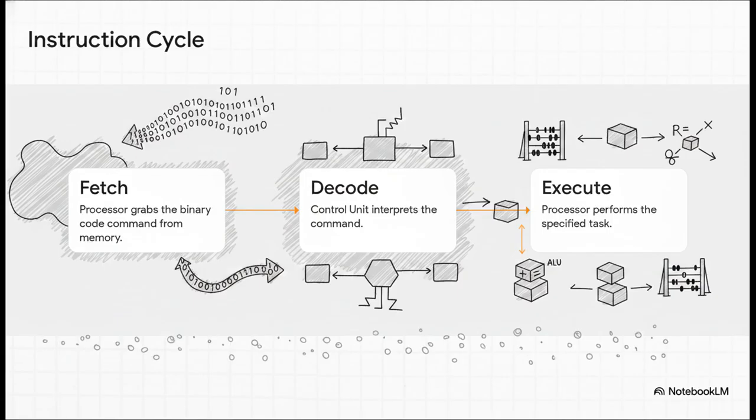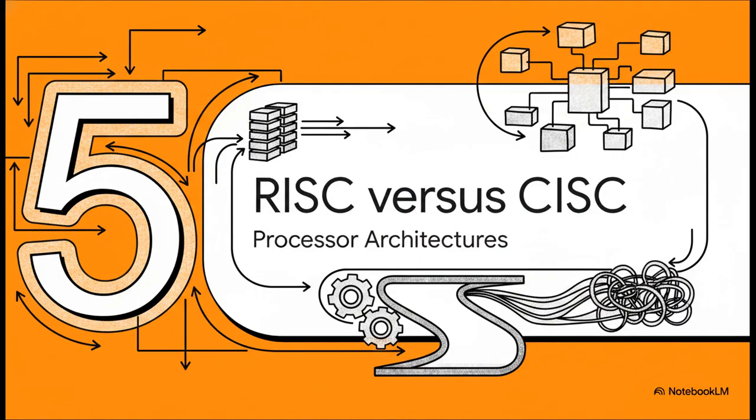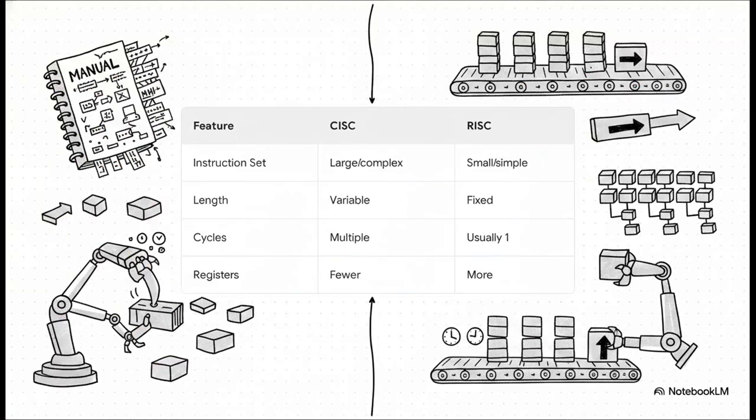But how should we actually design those binary instructions? Well, that leads us to one of the biggest debates in computer engineering history. Section 5, Architectures, RISC versus CISC. Take a look at this. It shows two completely different philosophies of hardware engineering.